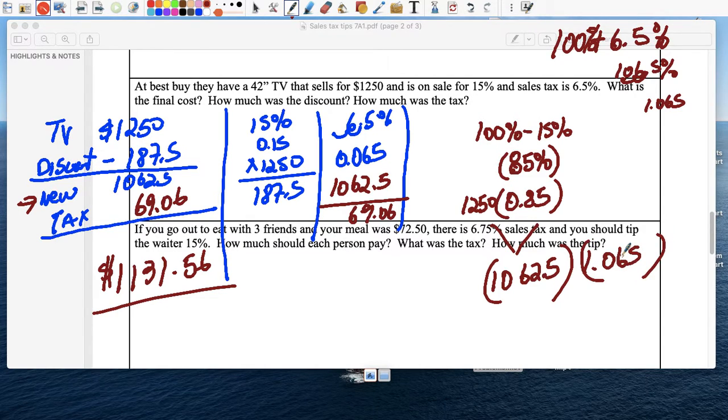So let's see what we get. 1062.5 times 1.065 equals 1,131.56 rounded. Okay.